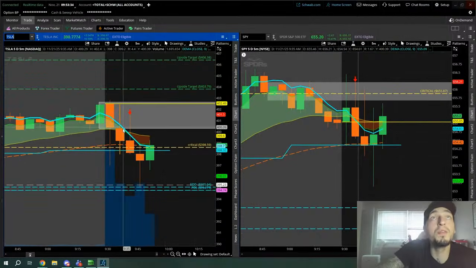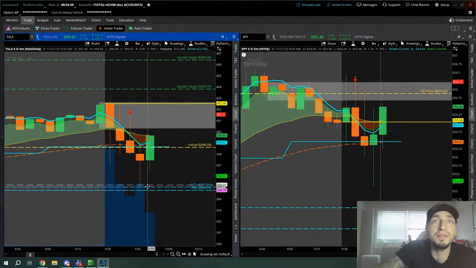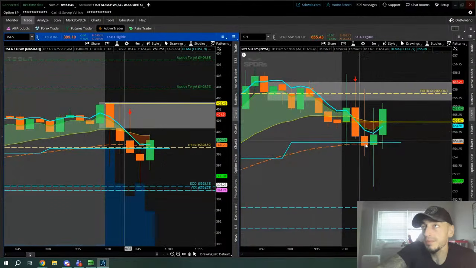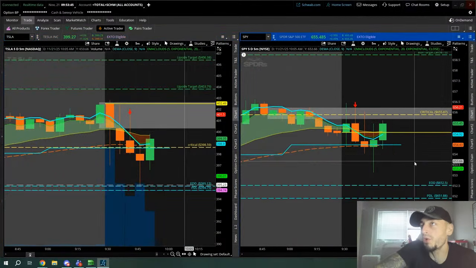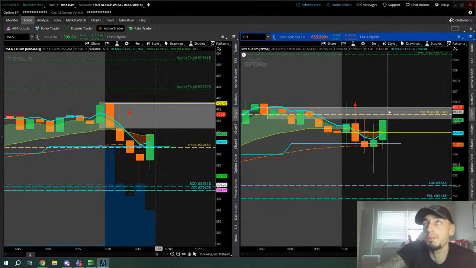All right, so we got that moving average cross on the 5-minute. We bounced off end of day. That's probably why that trade didn't work here on Tesla. We still got a little bit more room here on EOD on SPY, though. All right, strong push here. Boom.